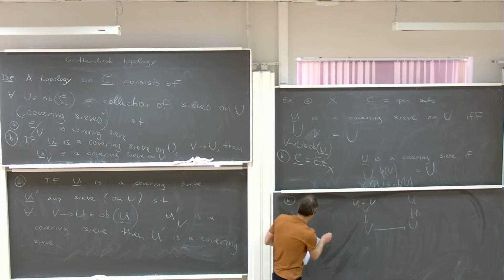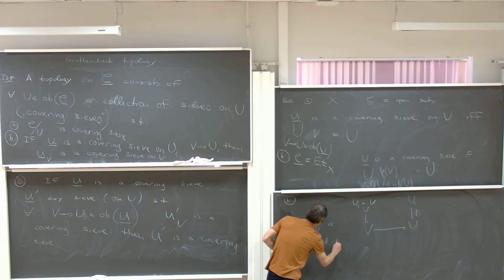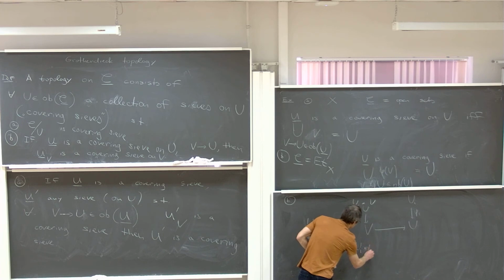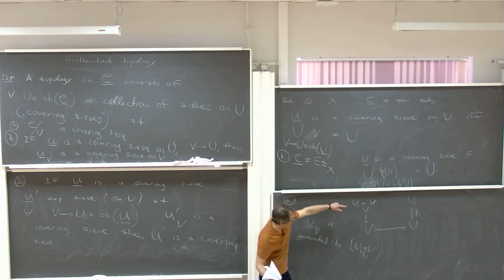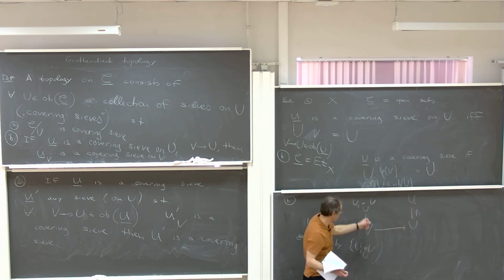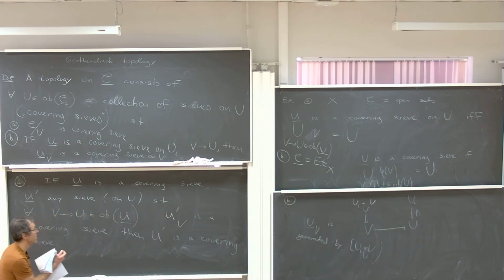So the restriction to V is generated by these guys. And so the claim is that if this morphism from the union to U is surjective, then the same is true here. Good.